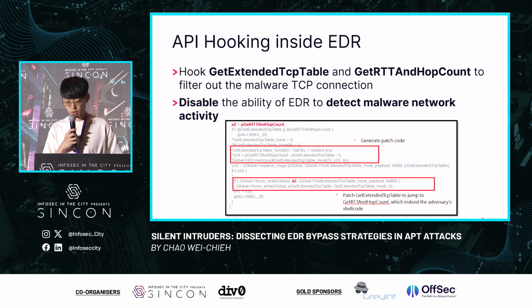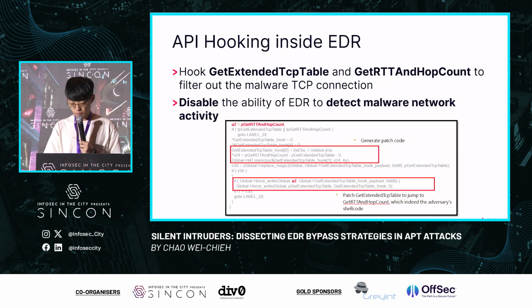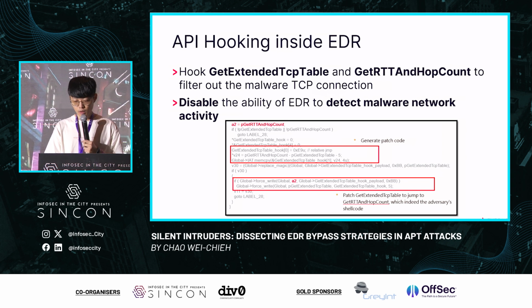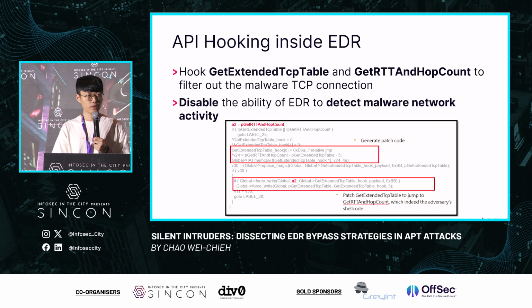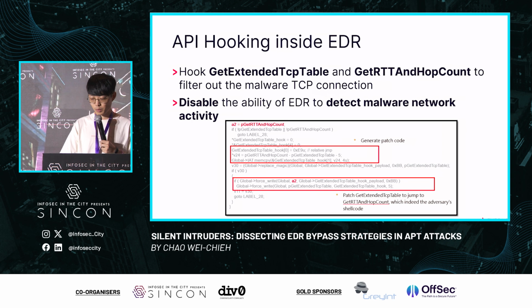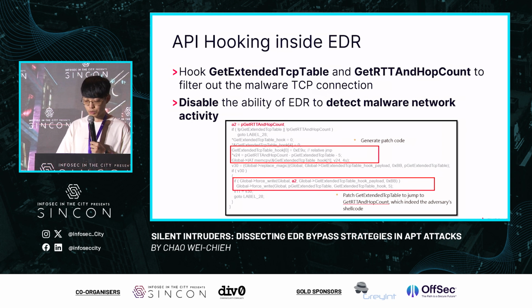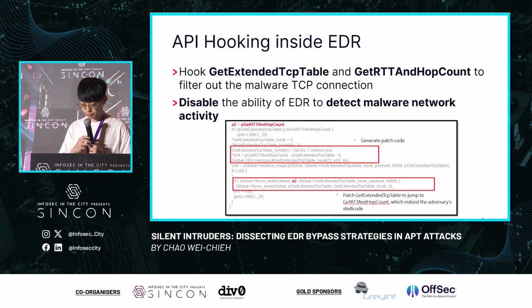So next, the attacker also tried to hook the other two functions, GetExtendedTcpTable and GetRTTAndHopCount. And these two functions are related to TCP connections. The attacker is trying to hide the TCP connection to the C2 server. So this can effectively disable the ability of the EDR to detect the network activity.